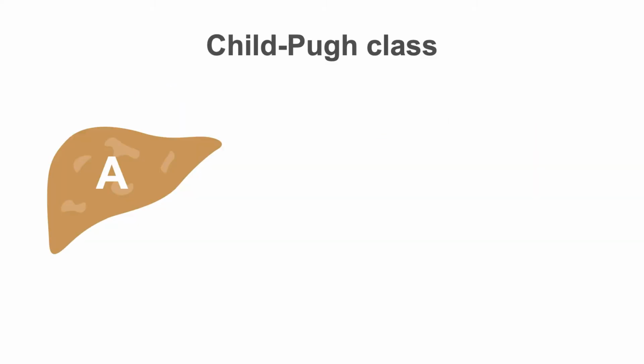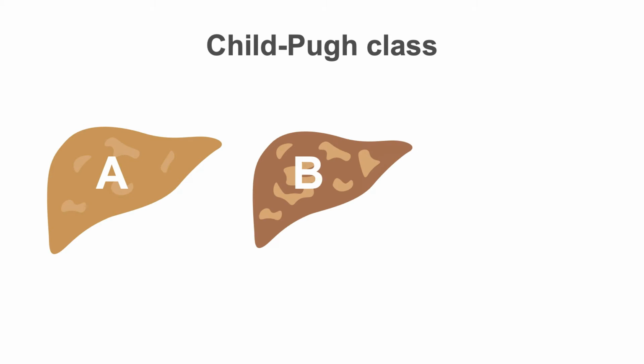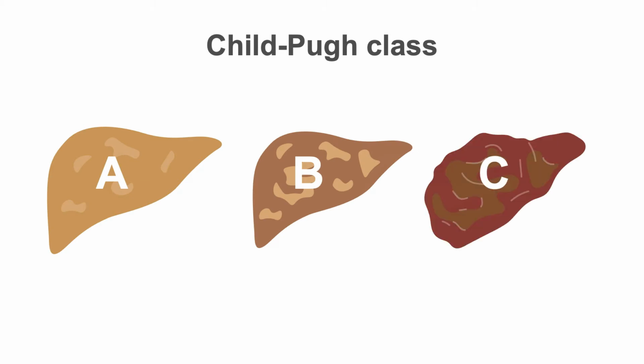Child-Pugh class indicates the severity of chronic liver disease, where Class A means well compensated, Class B means significant compromise, and Class C represents decompensated disease. You can prescribe naltrexone to patients with Child-Pugh Class A or B cirrhosis, as long as you monitor liver function tests every month or 2 at first.